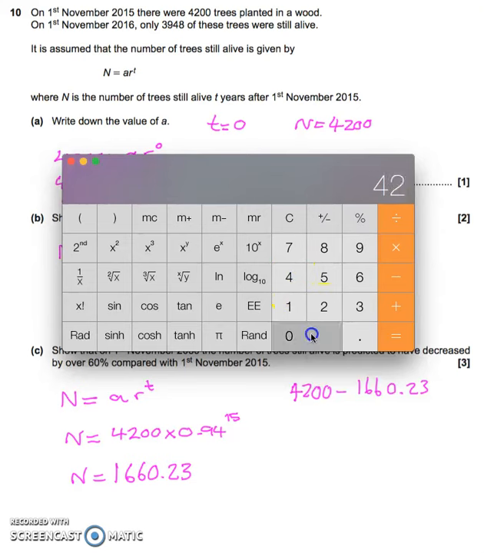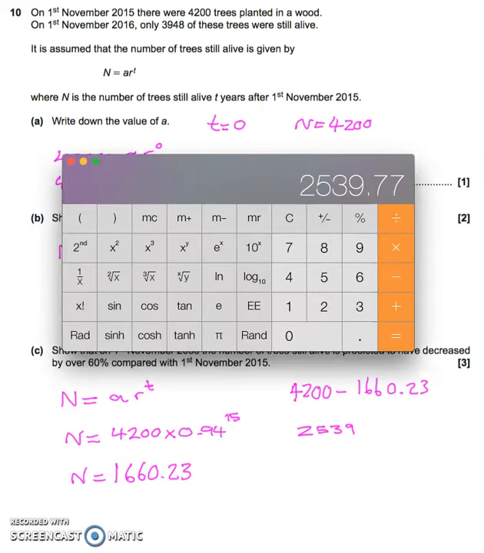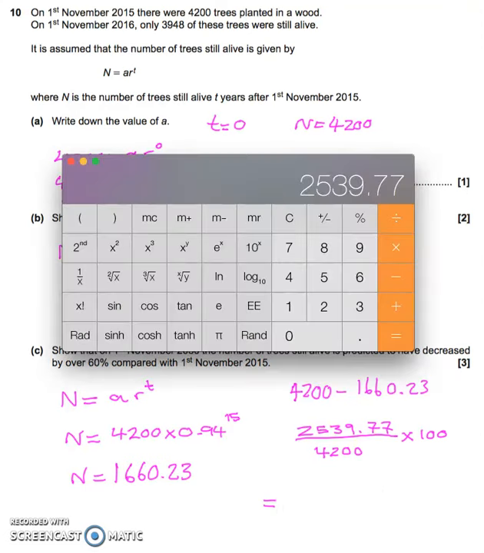So 4,200 minus 1660.23 equals 2539, I think that was, that went quickly. And the decimals were 0.77. So you put the difference over the original and then multiply by 100 to work out the percentage change, and that will work out for you the answer to what we want to show in this question.